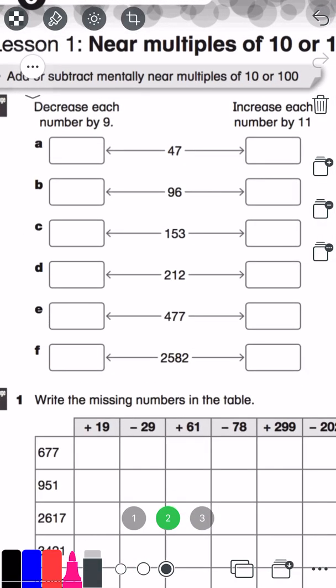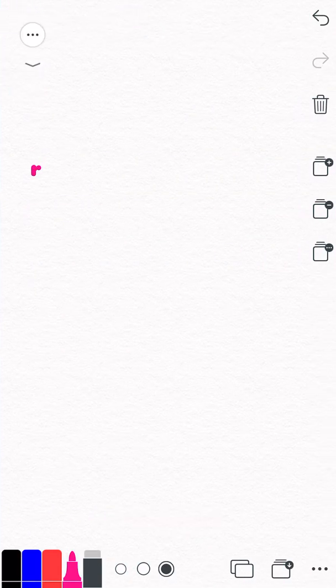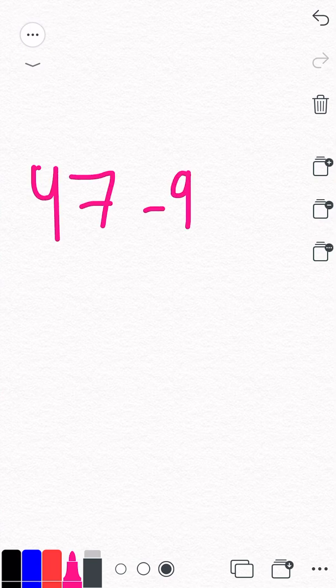Here, 47, decrease each number by 9 means take away 9. And increase means add 11. So let's take 47 minus 9 and 47 plus 11 here.